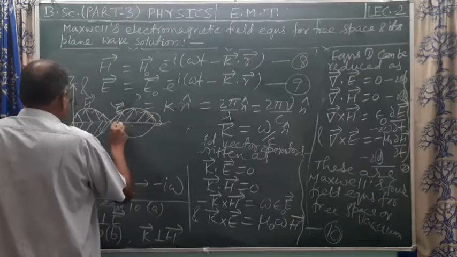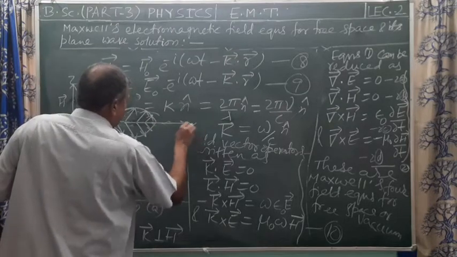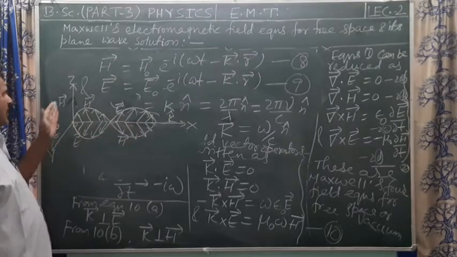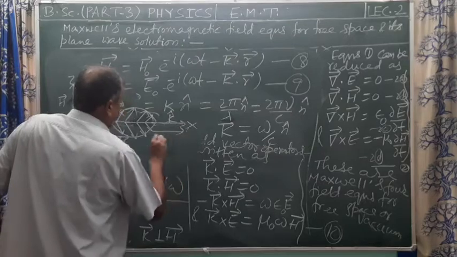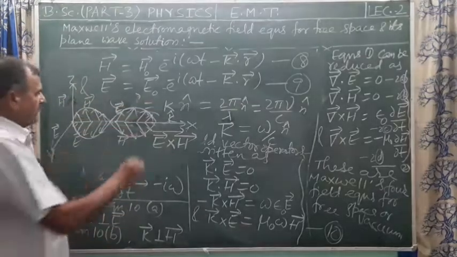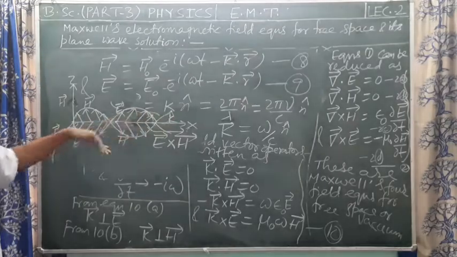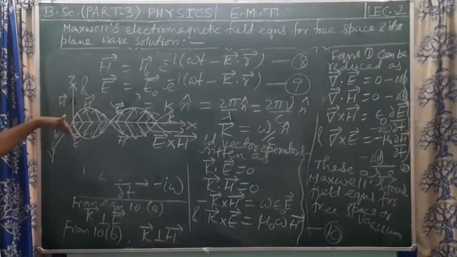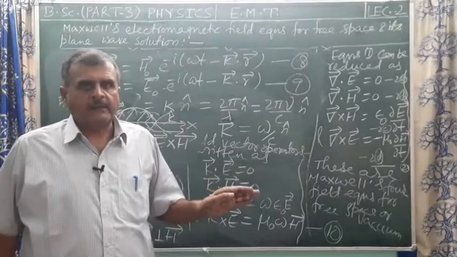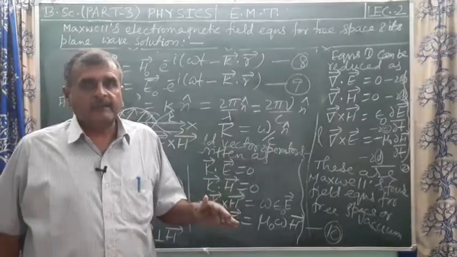So the electromagnetic wave propagates along the propagation vector K vector, suppose along the X axis, which is perpendicular to both E vector and H vector. That is, the propagation of the electromagnetic wave is along E vector cross H vector, which is represented by a waveform, and in it the magnetic field vector and electric field vector are both time varying. So we have proved that the K vector, that is the propagation vector, is perpendicular to both the electric field vector and the magnetic field vector.